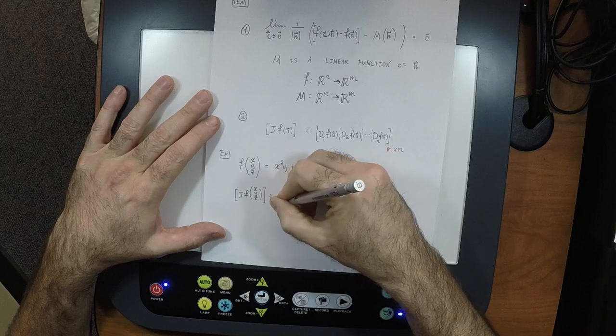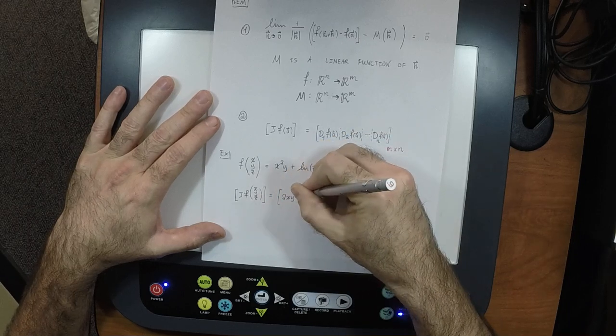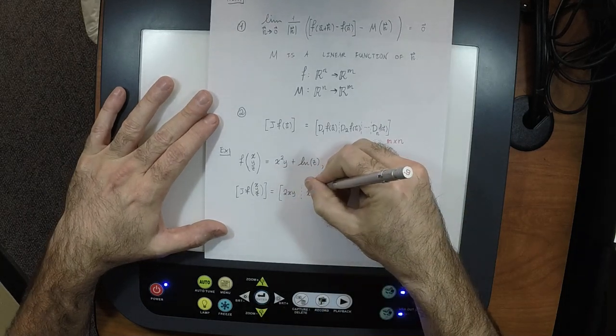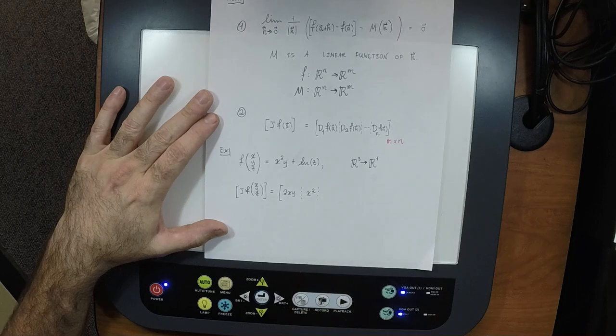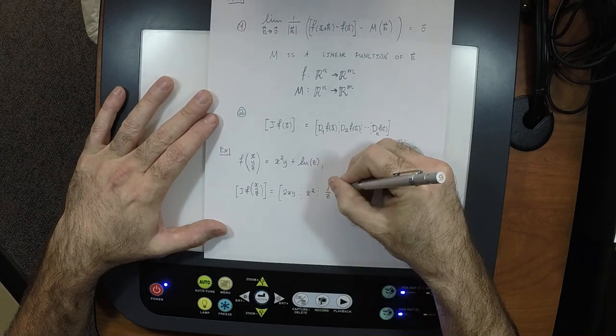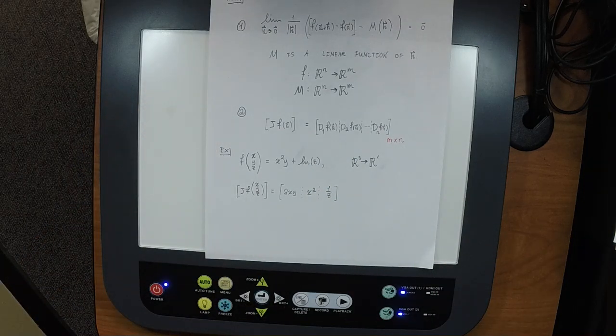So what goes in the first column? 2XY. What goes in the second column? X squared. And what goes in the third column? 1 over Z. Any question about this? So now I'm going to wait for it. Because usually this is where some student wants to say, I'm not comfortable with this.